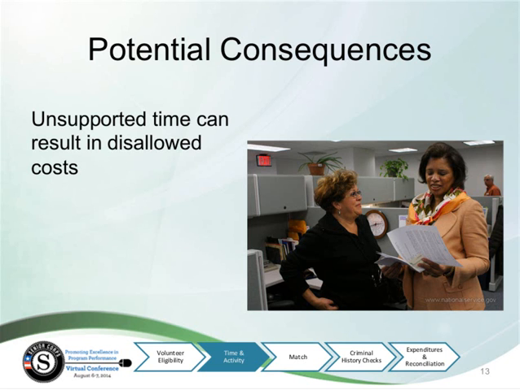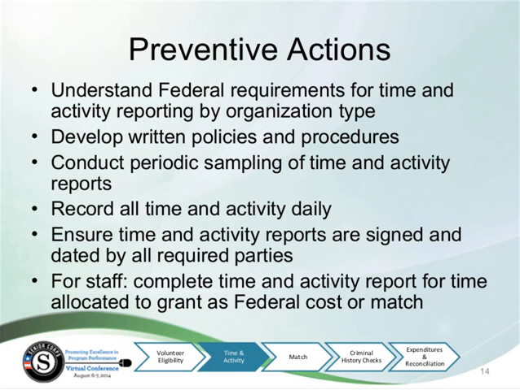And what can we do to prevent that? The potential consequences of the time and activity issue can be overcome by employing the following preventative actions. And again, it's understanding your federal requirements for time and activity reporting by organization type. So know what type of organization you're with. You're with a not-for-profit, or you're with a state agency or an educational institution. All these things are governed by a different set of OMB regulations. Know which one you are and know where your OMB regulations are so you can take a look at it.